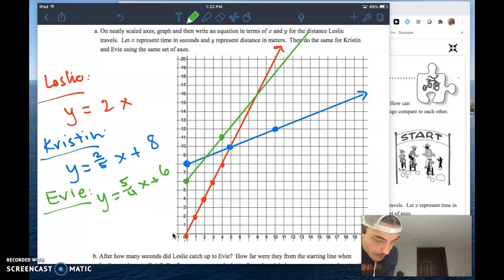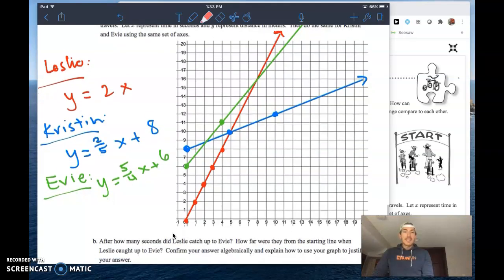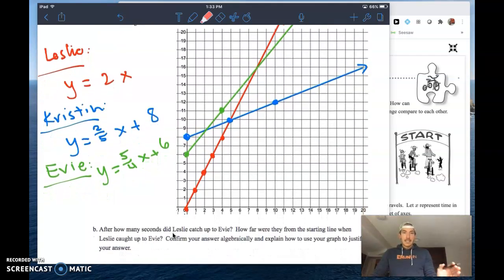And again, I have the ability. Okay, so we've got it, and again, you see another point of intersection right there, which is all fine and good. All right, we've got our 3 lines graphed, and they are color-coded per the individual. So check this out. After how many seconds did Leslie catch up to Evie?